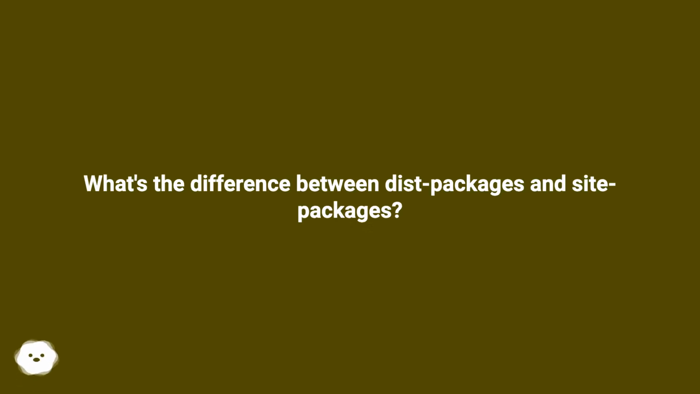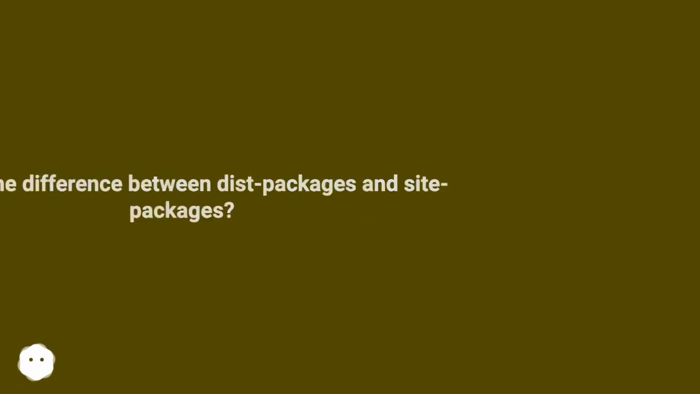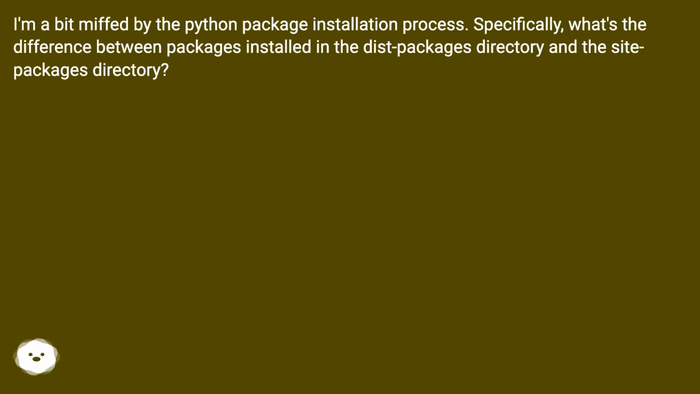What's the difference between dist-packages and site-packages? I'm a bit miffed by the Python package installation process. Specifically, what's the difference between packages installed in the dist-packages directory and the site-packages directory?